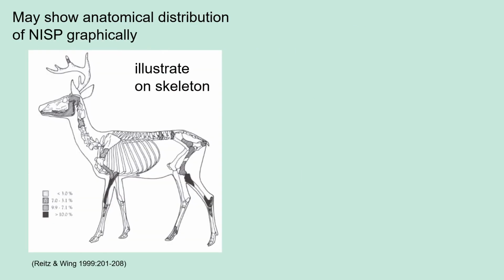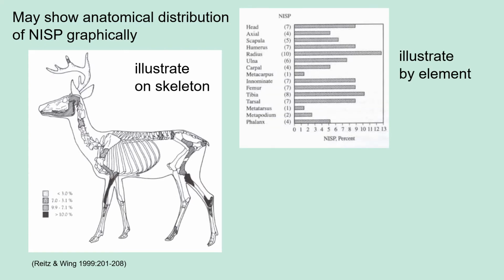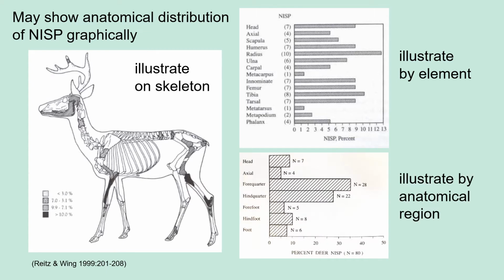However, you may show an anatomical distribution of the number of identified specimens graphically. I like this type of illustration. The darker shows more than 10%, and the lightest stippling shows less than 3%, and the uncolored bones were not found. You may also illustrate it by element. I find this graph a lot less useful myself. However, I like this graph where you illustrate it by anatomical region.